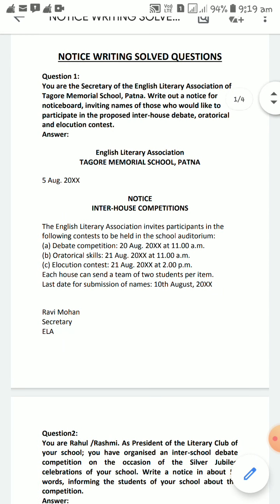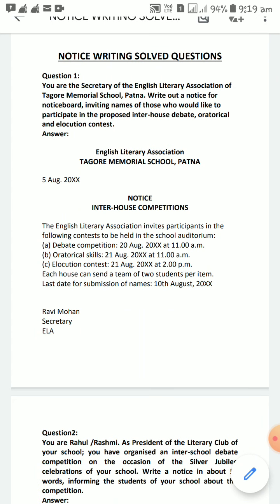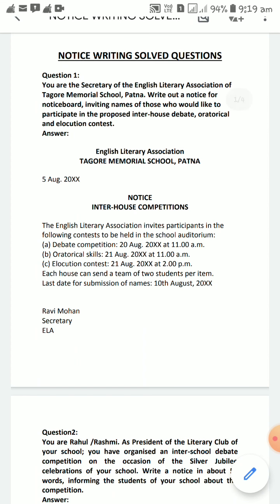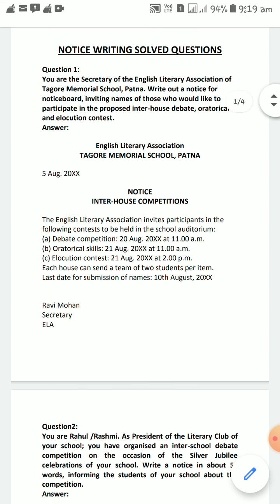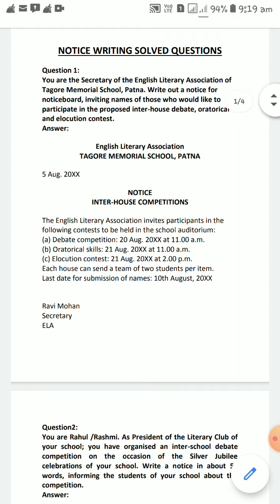I will discuss a few questions related to notice writing. As you know, notice writing is related to short compositions, and you know by this time that the word limit is 50 and the marks are 3. So I have given the heading: notice writing solved questions.